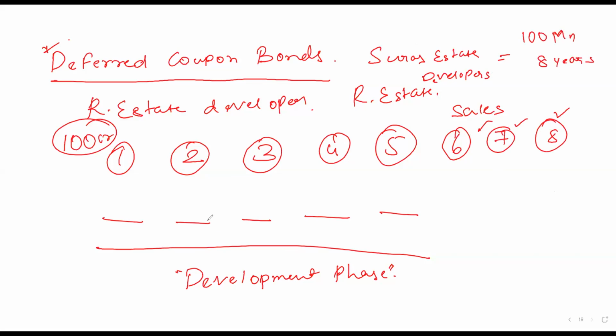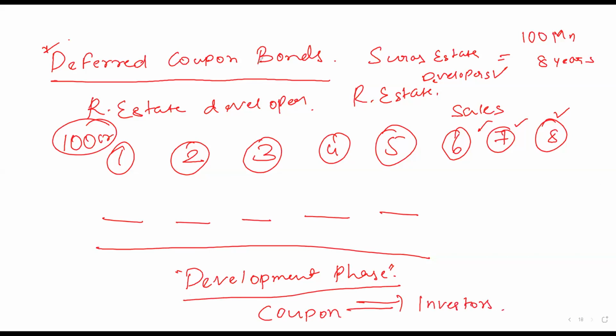But my dear friends, are these developers generating any cash flow in the first 5 years? This is a development phase. No, right? So how would they be able to serve the coupon? How would they provide coupons to the investors? So what they do is they issue a deferred coupon bond. What do I mean by a deferred coupon bond?